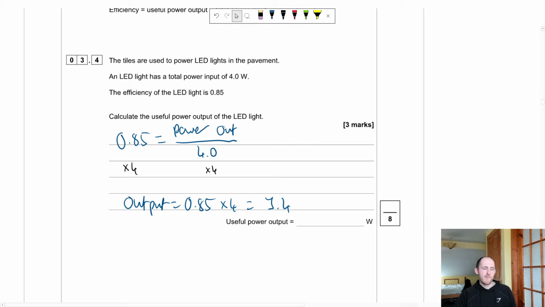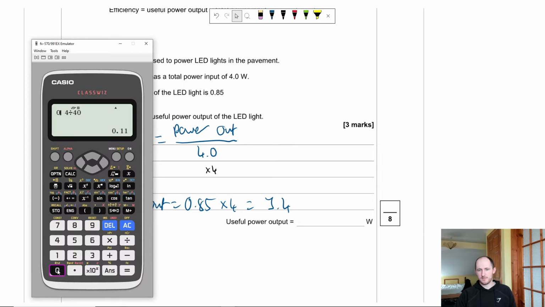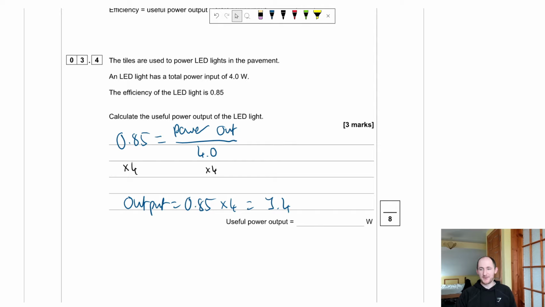Let's check. See if I need to hand my degree back to the university. Oh, thank God I don't need to. That's perfect. So 3.4 watts.